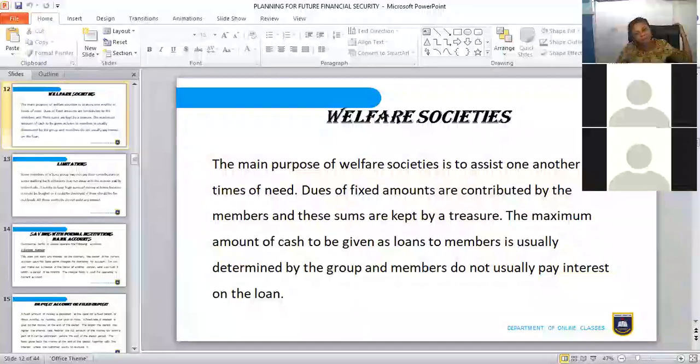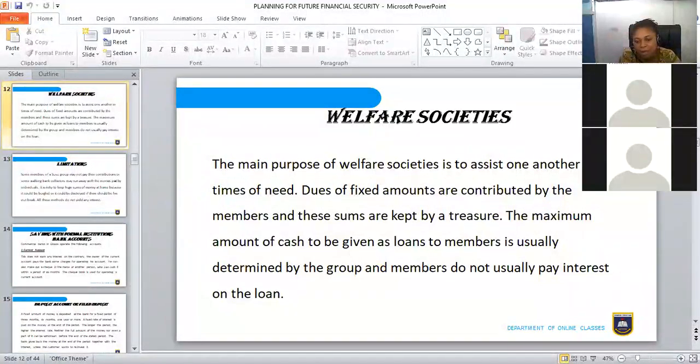Maybe you can form an association, and then you say you are contributing money to help one another, so that if one person is in need, the person can take a loan. You decide as a group whether it is interest-free or there should be an interest on it, so that any member of the group who is in need can take the loan, and then you use the rules and regulations governing the welfare society to run the society.